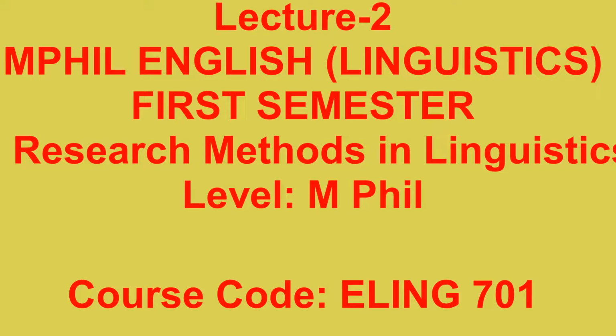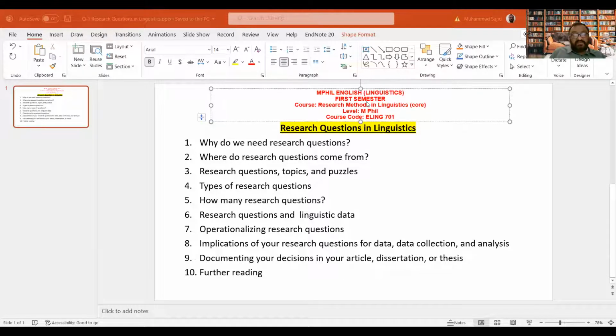Okay. You can see MPhil English Linguistics first semester according to the Higher Education Commission of Pakistan. This is the same in almost all the universities of Pakistan. Research methods in linguistics, that's a core subject. As an MPhil student, I also had the same subject. Course code is ELING 701.